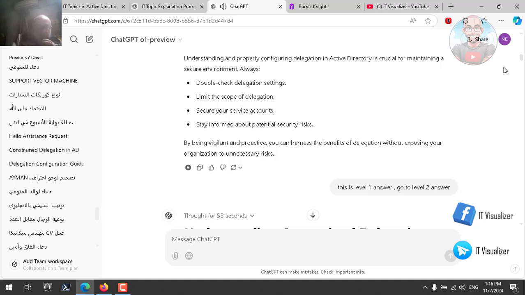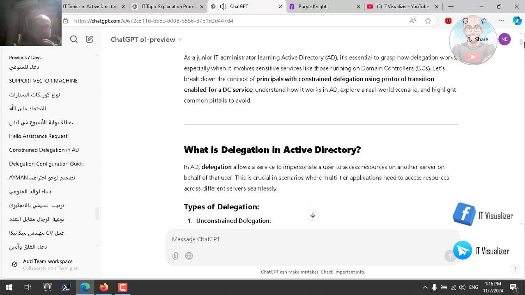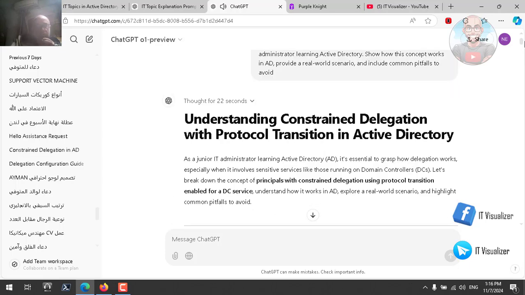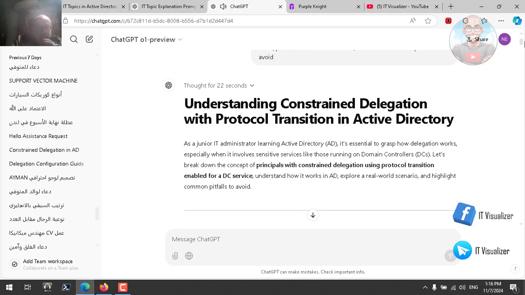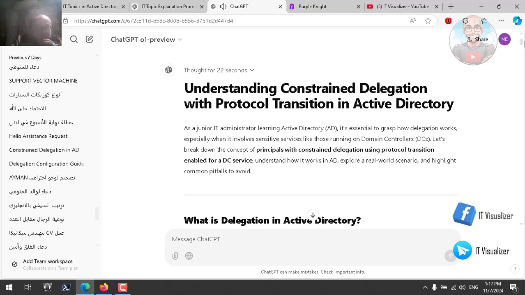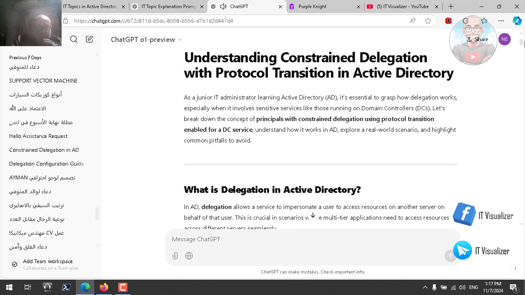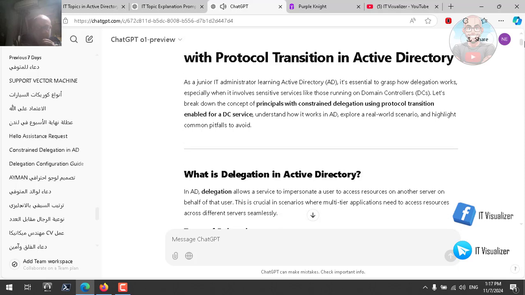Understanding constrained delegation with protocol transition in Active Directory. As a junior IT administrator learning Active Directory (AD), it's essential to grasp how delegation works, especially when it involves sensitive services like those running on domain controllers (DCs). Let's break down the concept of principles with constrained delegation using protocol transition enabled for a DC service, understand how it works in AD, explore a real-world scenario, and highlight common pitfalls to avoid.